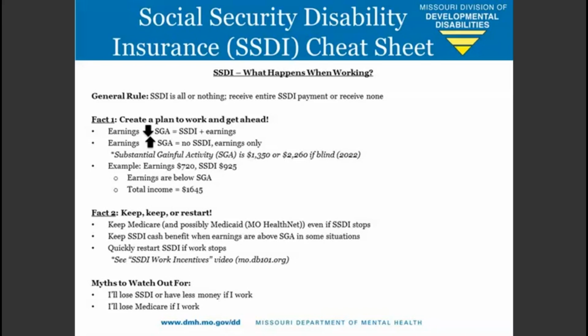So the example here is we have someone earning $720 a month. So clearly they're working a part-time job. That's clearly below SGA. And this person's SSDI benefit is $925 a month. So you add those two together and you have their total income of $1,645 because they get both checks.